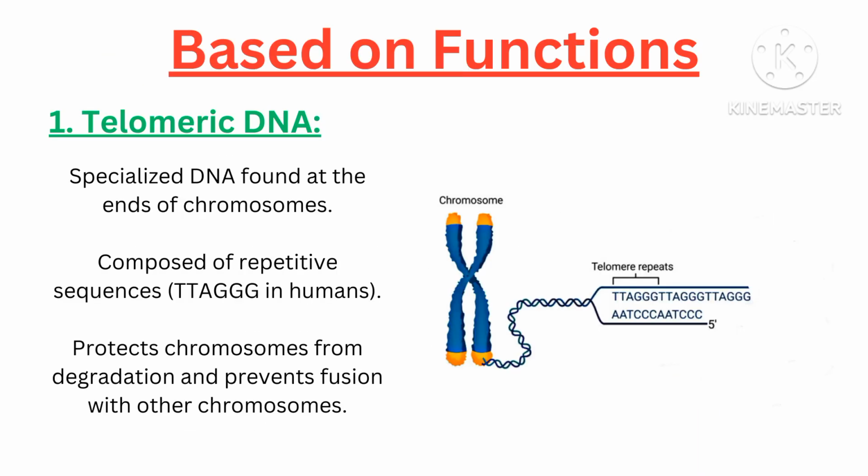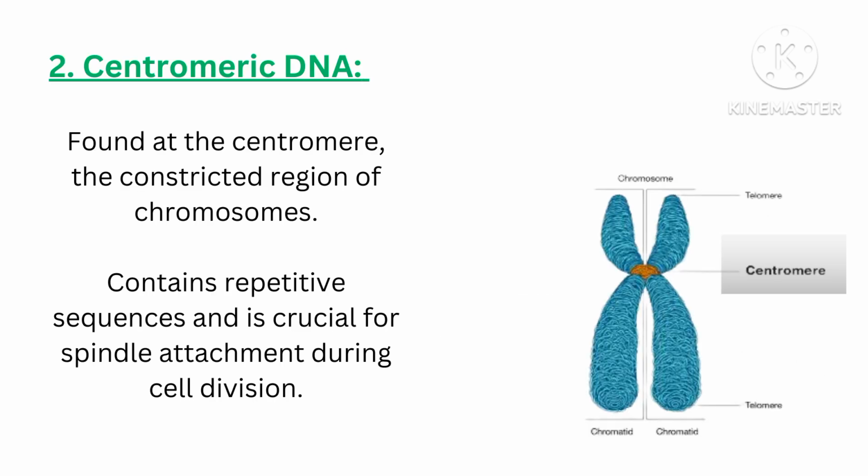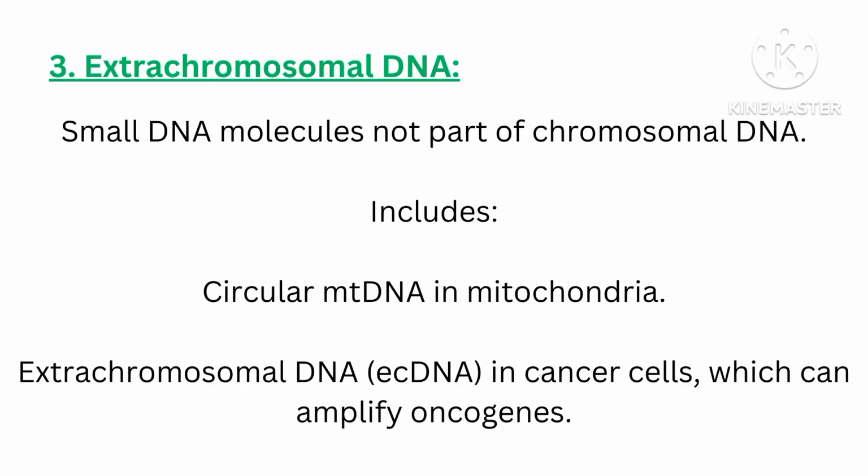Based on function: telomeric DNA. Specialized DNA found at the ends of chromosomes. Composed of repetitive sequences, TTAGGG in humans. Protects chromosomes from degradation and prevents fusion with other chromosomes. Centromeric DNA. Found at the centromere, the constricted region of chromosomes. Contains repetitive sequences and is crucial for spindle attachment during cell division.